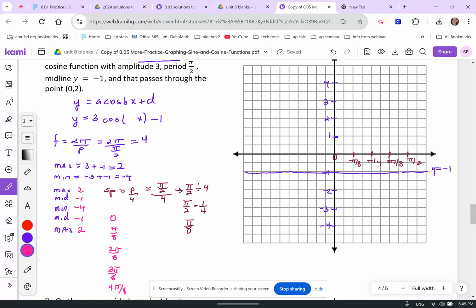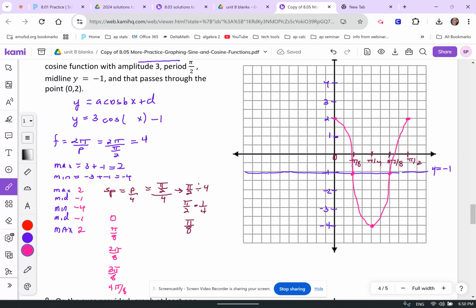Okay, so I am doing 2, -1, and then -4 and -1 and back to 2. And you're going to make a nice smooth curve. Oh, I missed. Hold on, let me try that again. Nice and smooth, going through all the points. And here we go, I got it. And that's how you graph it.